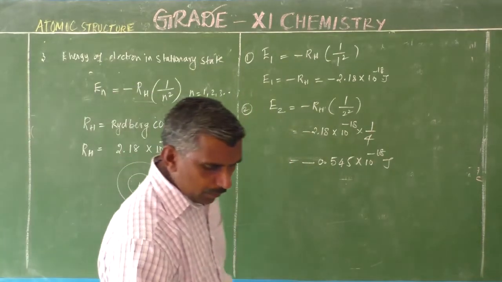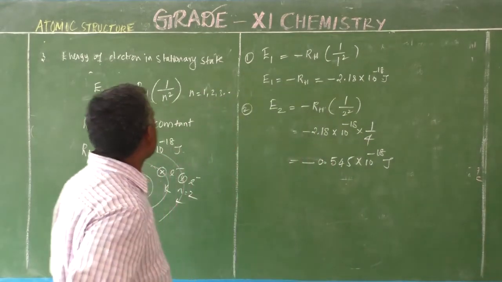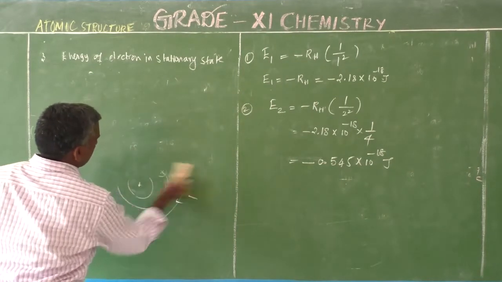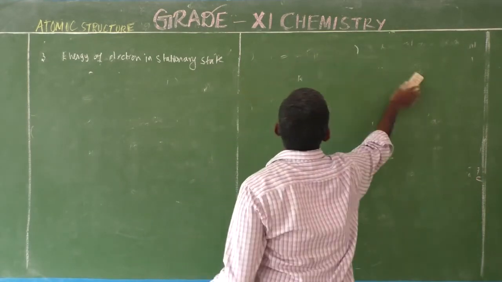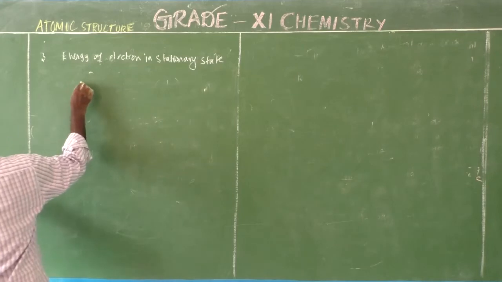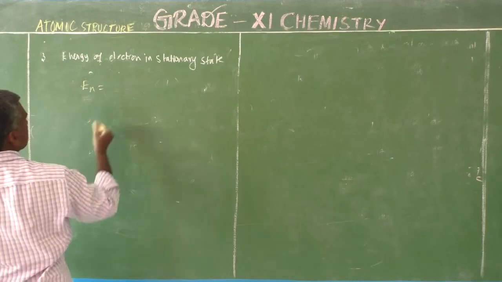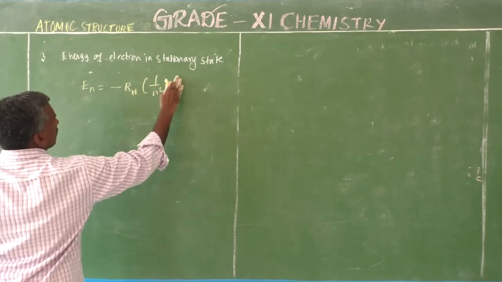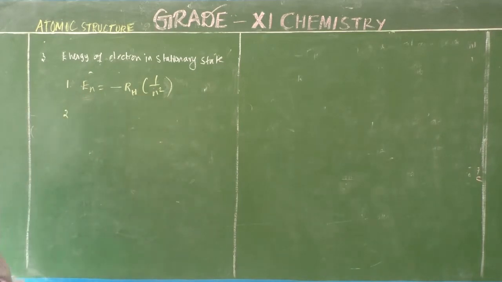Now there are many more formulas for the energy of the electrons in a cell. This one is the textbook formula. I will write all the formulas for the energy of the electron, which are not in the textbook. They are useful for IIT. The first formula, already written, is minus RH times 1 by n squared. This is the formula in your textbook.